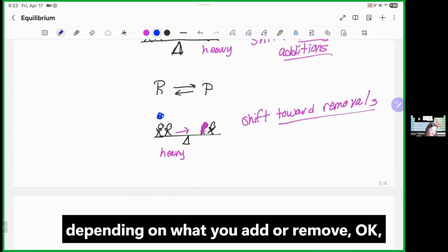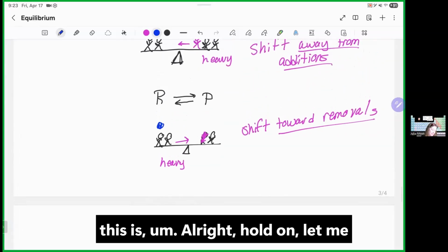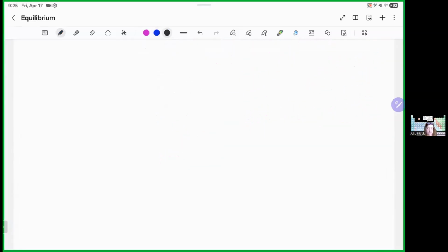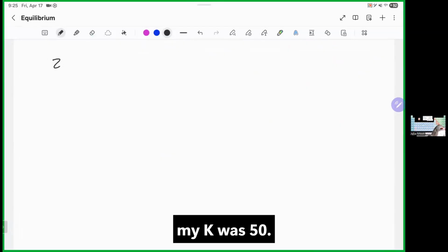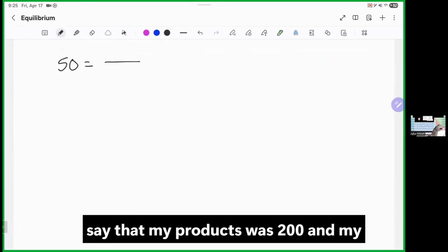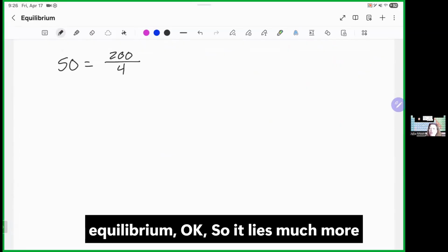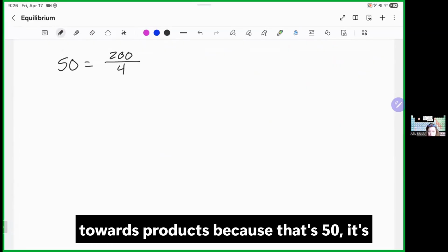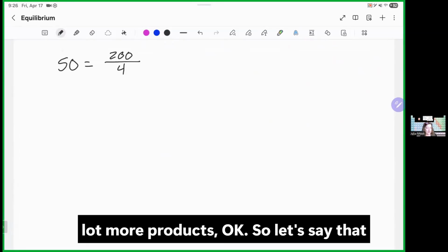Okay, so a couple things to think about with this. For example, if I had a reaction where my K was 50. Okay, so my K is 50. And let's say that my products was 200 and my reactants was 4. So that's at equilibrium. It lies much more towards products because that's 50. It's a lot greater than 1. You have a lot more products.